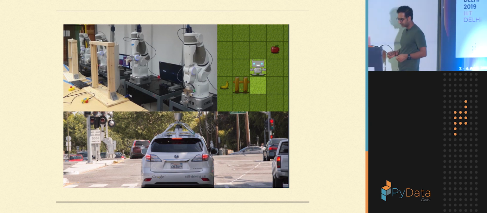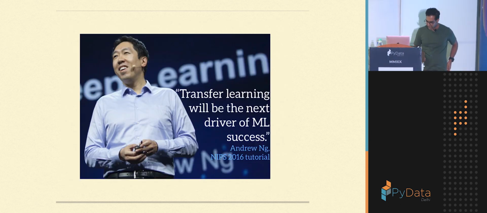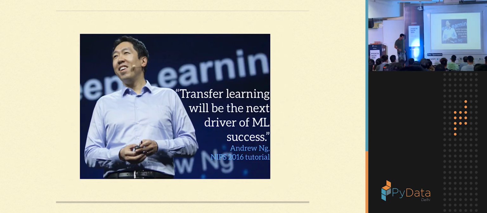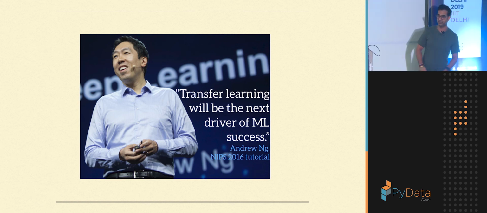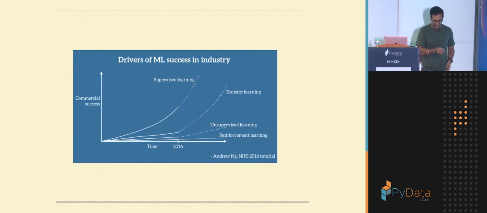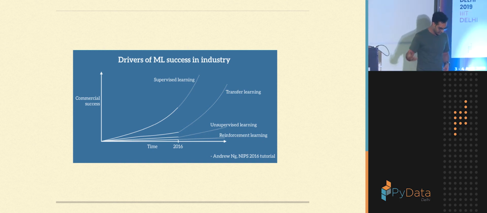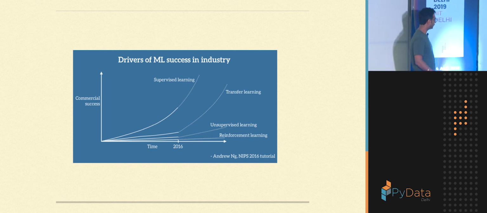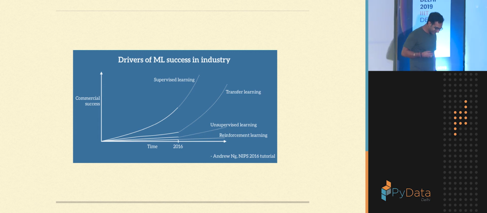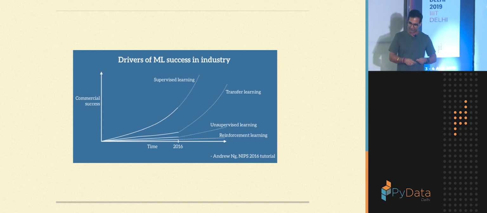Andrew Ng, in 2016 at the NeurIPS conference, said in his keynote that transfer learning will be the next driver of machine learning success, right? And a lot of work has happened in the past 3 years after that. He presented this chart, and I would encourage you to go watch this video. It's on YouTube, right? His idea is that he focuses a lot on commercial success.